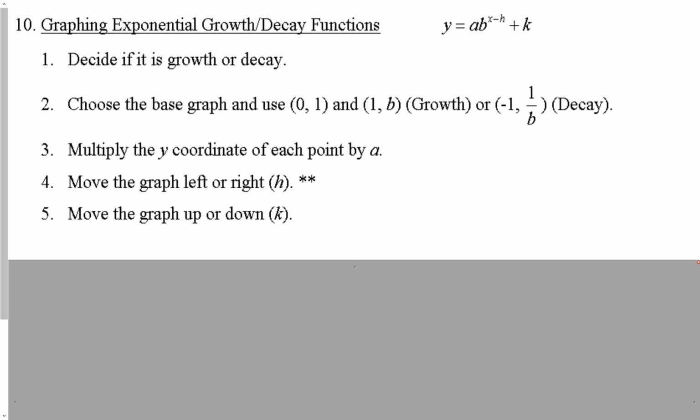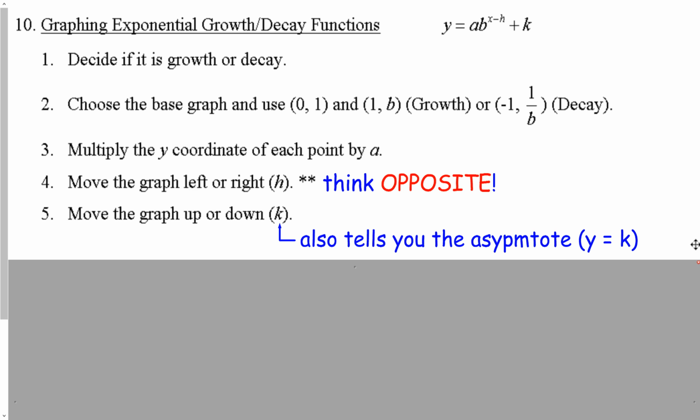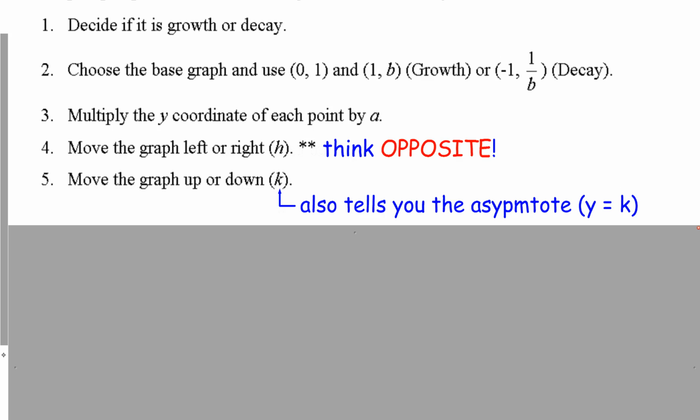And then if you notice up here at the top of the screen, you have an h and a k value also. H is always up in the exponent, k is always not in the exponent. The h value always tells you to move either left or right, and this again, we've seen this before, you have to think opposite with the left or the right. The k value tells you whether to move up or down, and the k value also tells you where your asymptote is. So this is y equals k, whatever your k value is, that's where your asymptote will be. You could write the equation of it.